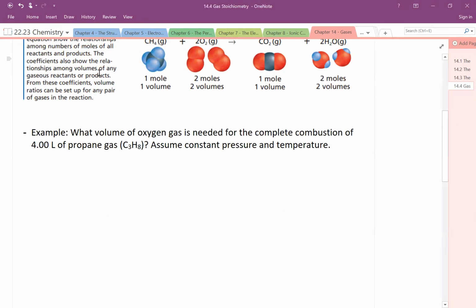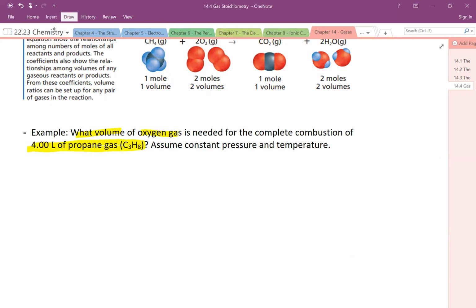In this example, the question says, what volume of oxygen gas is needed to complete the combustion of 4 liters of propane gas, C3H8, assume constant pressure and temperature. Okay, so I'm going to make some highlights, right? What volume, we're looking for V, of oxygen gas is needed to complete the combustion of 4 liters of propane gas at constant pressure and temperature.